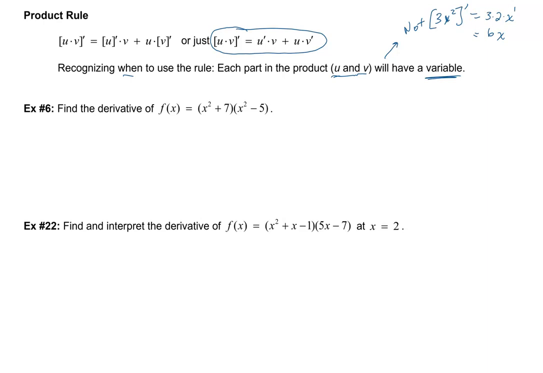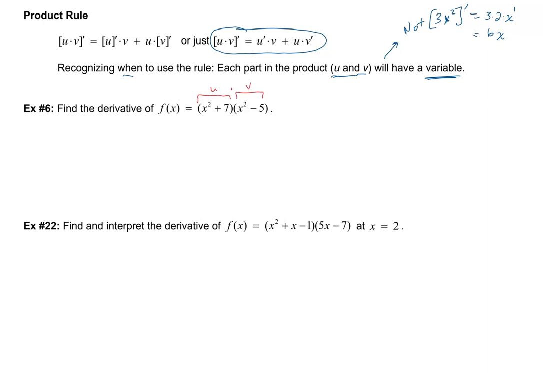All right, so let's start right in. Example number 6, find the derivative of f of x equals this product, x squared plus 7 times x squared minus 5. And you might think, oh, I could just multiply that out and never have to use the product rule. And while that's true for this problem, the problems will get harder. And so you still will pretty much be forced to use the product rule at some point. So let's use it on an easier problem. All right, so labeling as up above, we've got our u is the x squared plus 7, and the v would be the x squared minus 5.